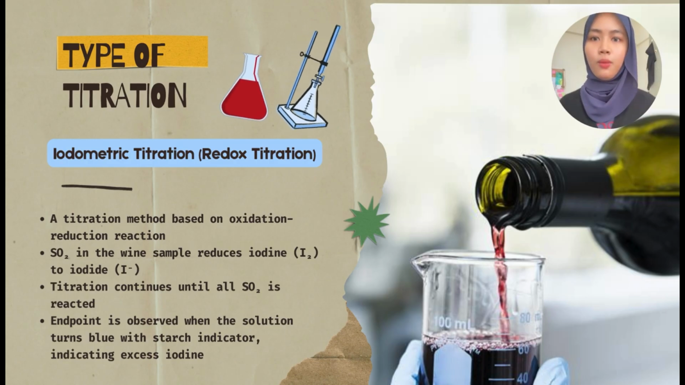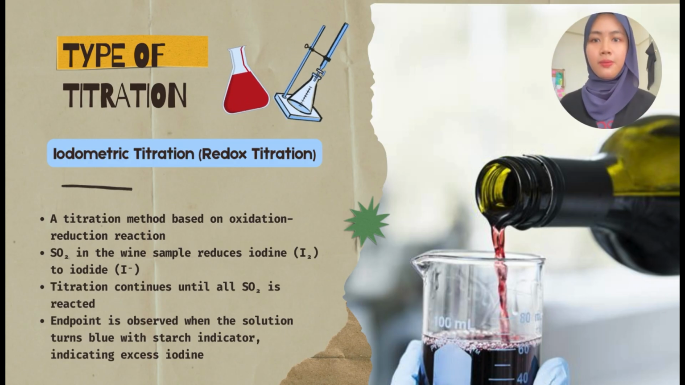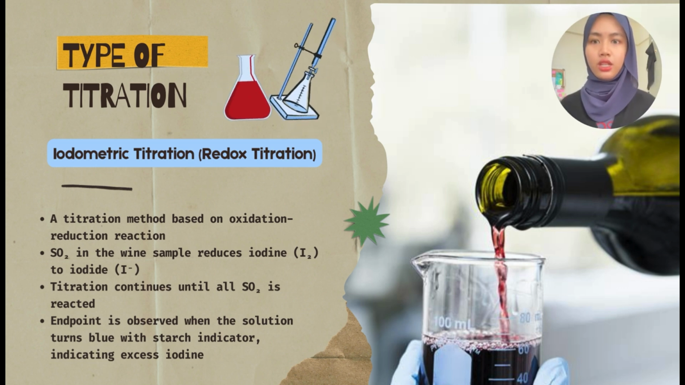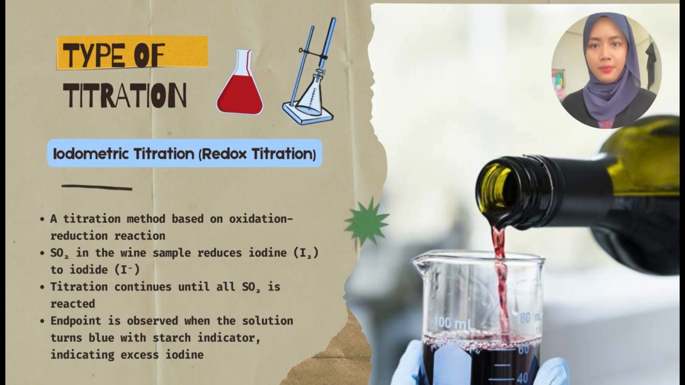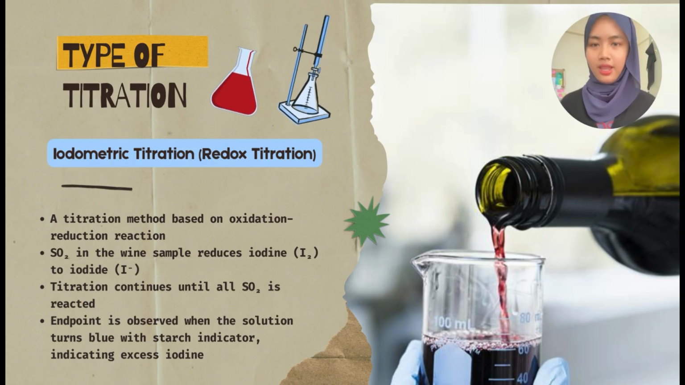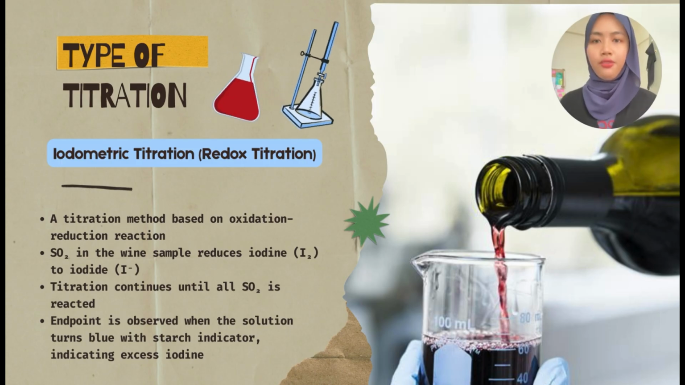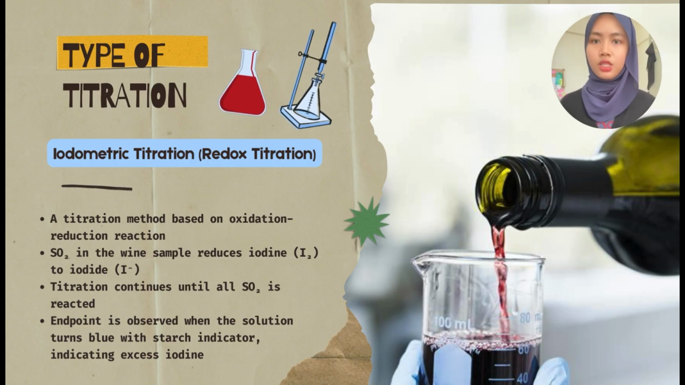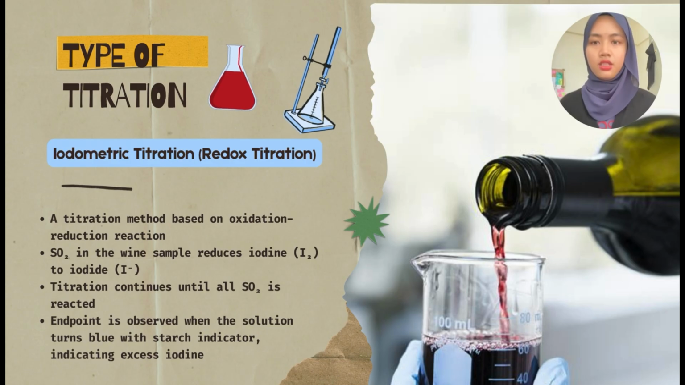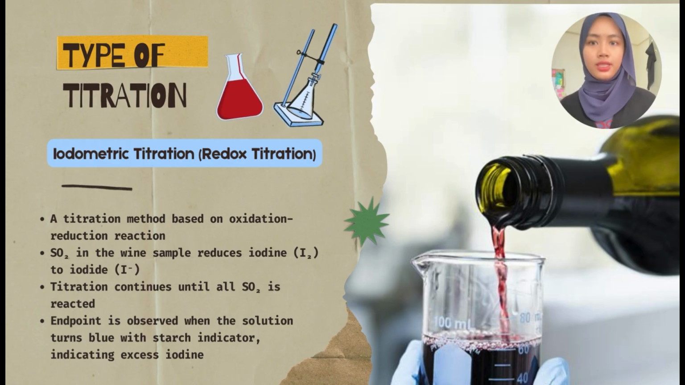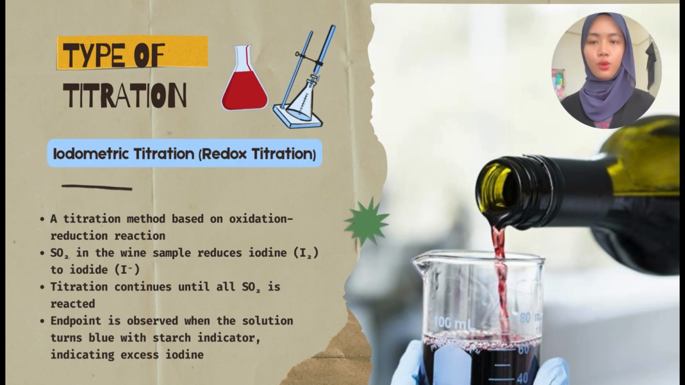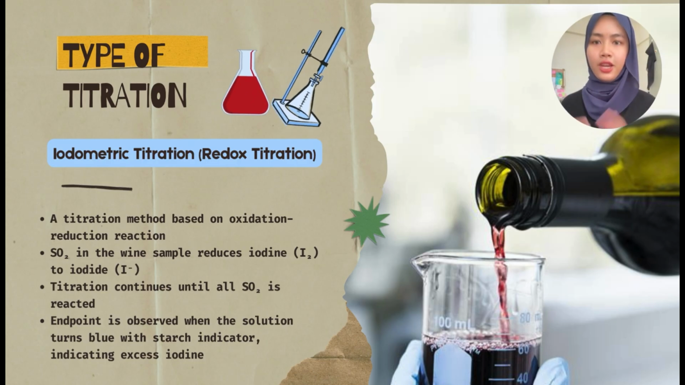As soon as there is no more SO2 left to react, the iodine remains free in the solution, and the starch reacts with the iodine, turning the solution into blue color. When the blue color appears, it means the titration is complete and we stop adding the iodine. After that, we can calculate how much iodine was used, which tells us how much SO2 was present in the wine. So, why do we use iodometric titration? It is a simple, effective, and reliable method to measure SO2 in wine. It helps winemakers control the amount of SO2, which is very important.